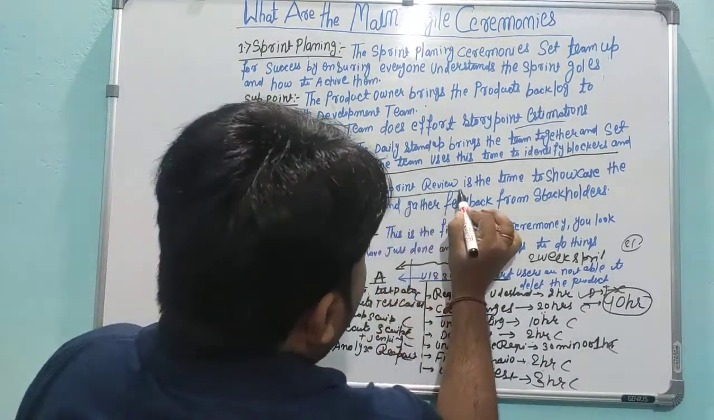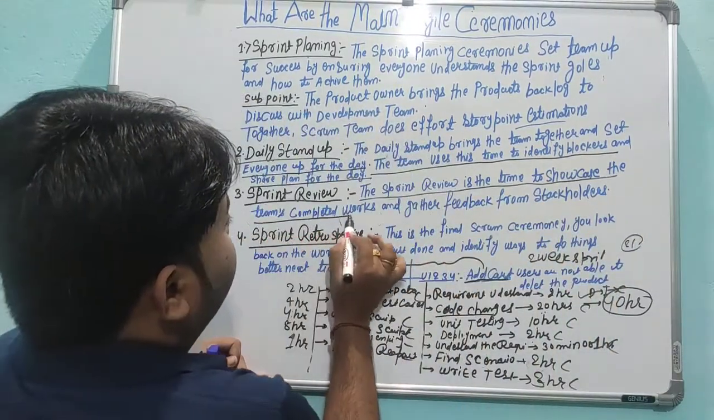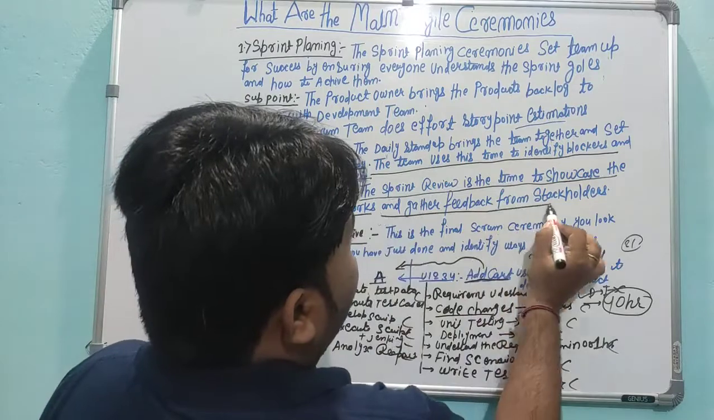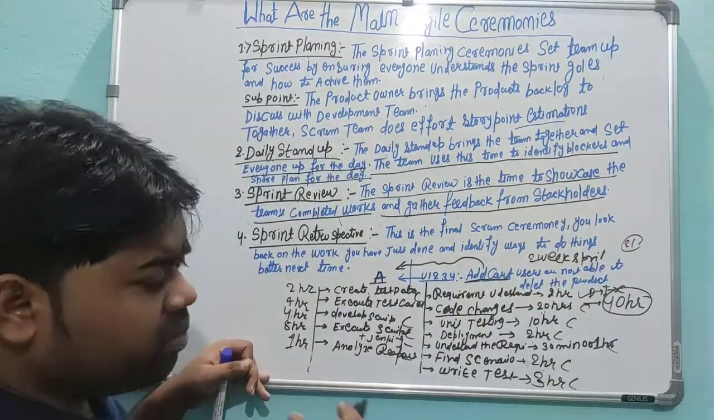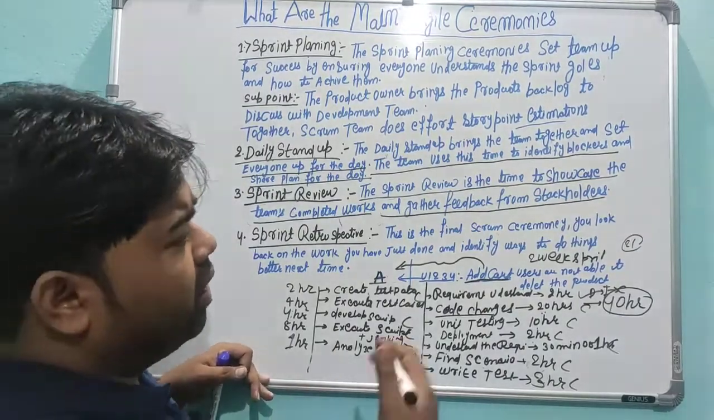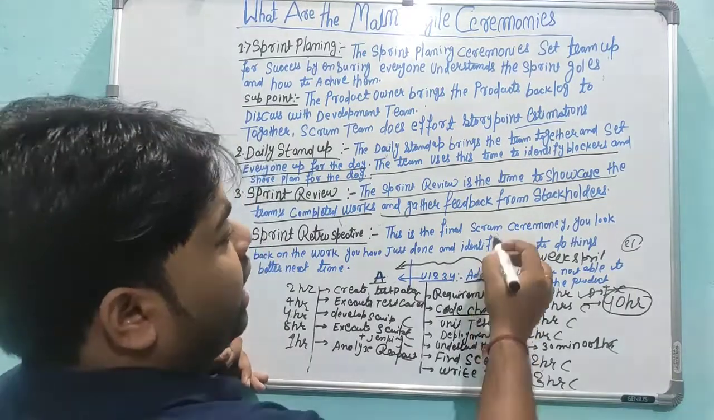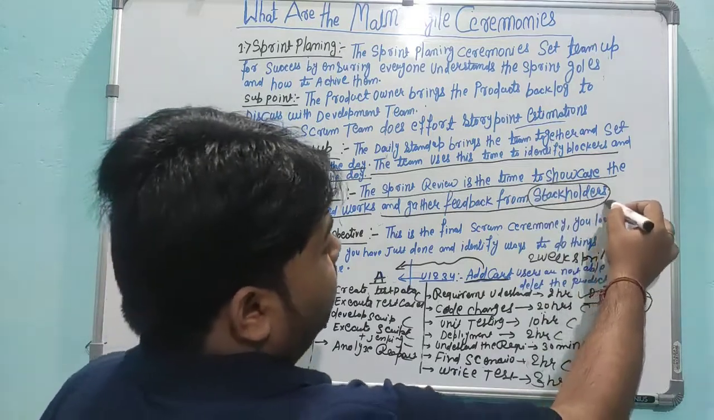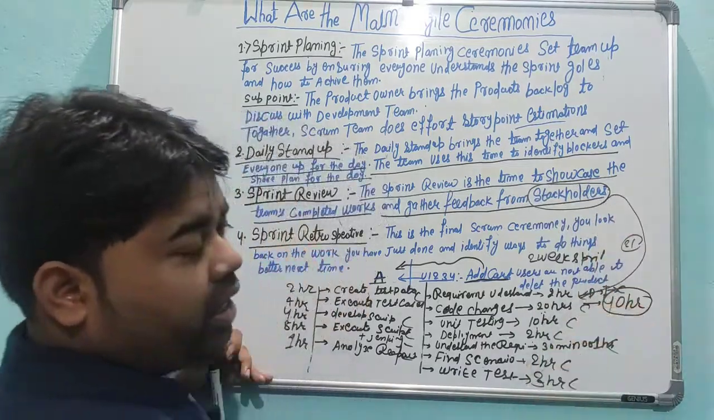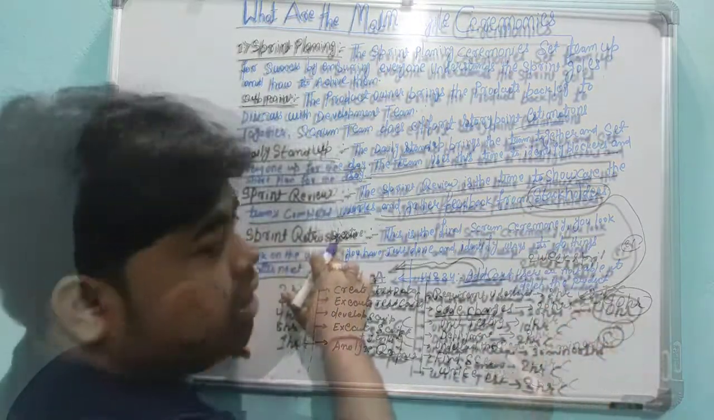The sprint review is the time to showcase the team's completed work and gather feedback from the stakeholders. Here we can do the internal review, and we can share this review with our stakeholders and take the feedback. If the stakeholders give some feedback or comments, then we have to work on that again. If they are satisfied and we have good feedback, we can close the sprint and go to the retrospective.